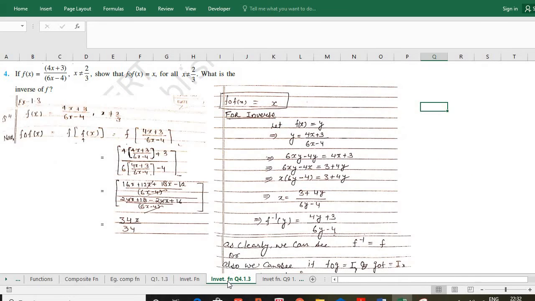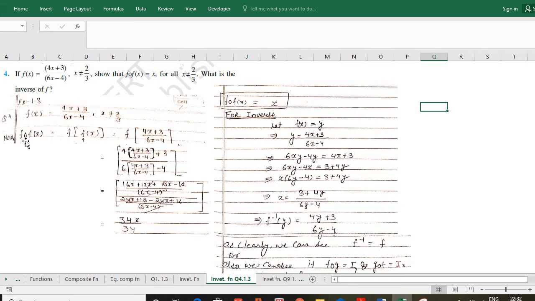It's question number 4 from your Exercise 1.3. You can see one function is given and they are asking to show that fof x is equal to x. So this is an integrated question of composite function and invertibility. In this question we have to prove fof x is equal to x. So I have taken f x as this.